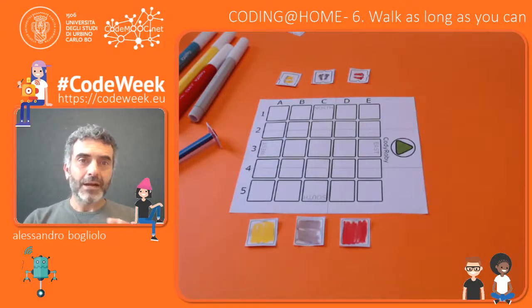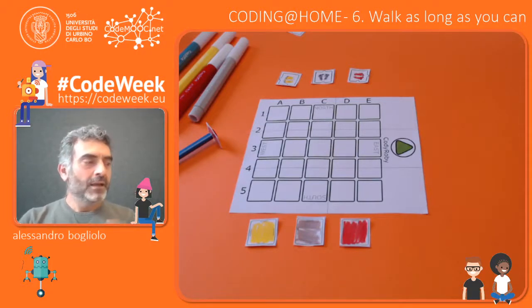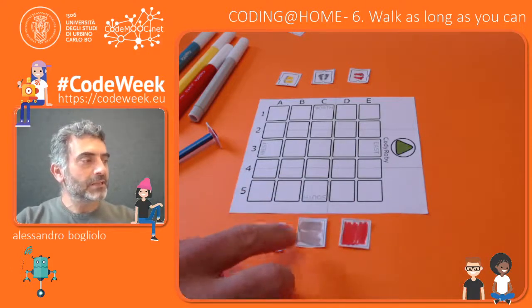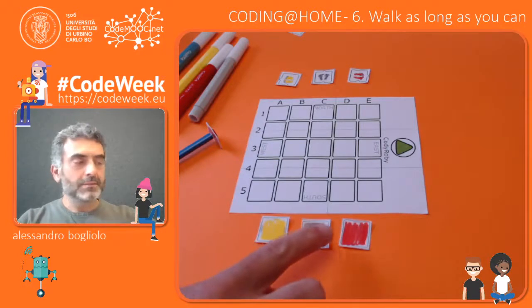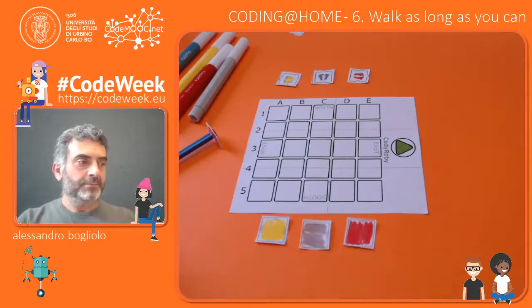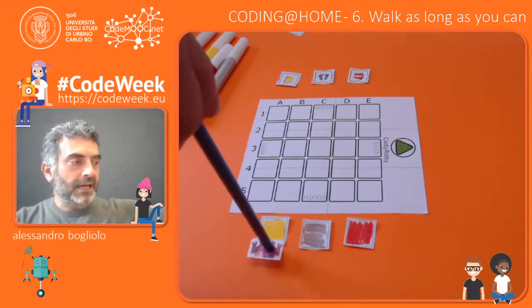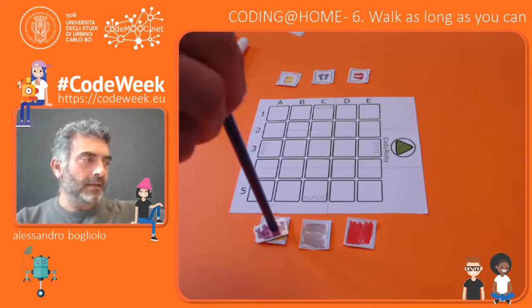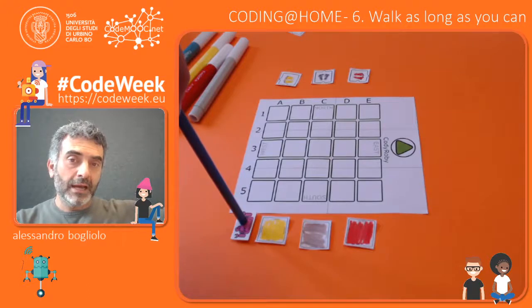The game that we are gonna play today is called Walk as Long as You Can. And this is our instruction set for today. So we have just three tiles: the yellow one, the gray one, and the red one. And the yellow one means turn left, meaning that when I enter this tile with my robot, I have to turn left before going ahead.